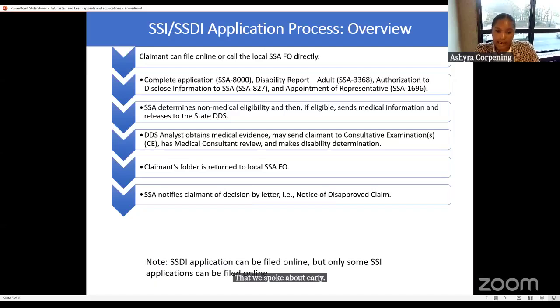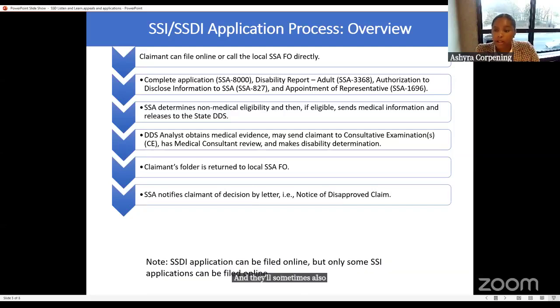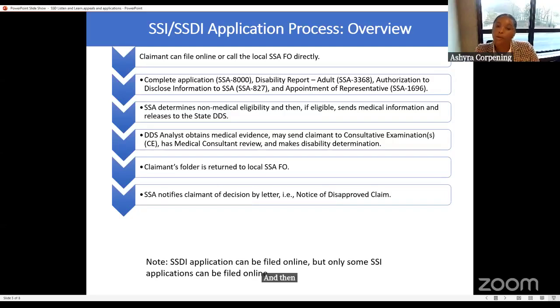The DDS analyst gets that medical evidence. Sometimes they send you to a CE, which I spoke about earlier, which is a consultative examination. And they'll sometimes also have a medical consultant. Those are doctors. And they'll review whatever that evaluation was, your medical records, all the things, and they'll make a disability determination. And then your folder as a claimant would be returned back to the local field office.